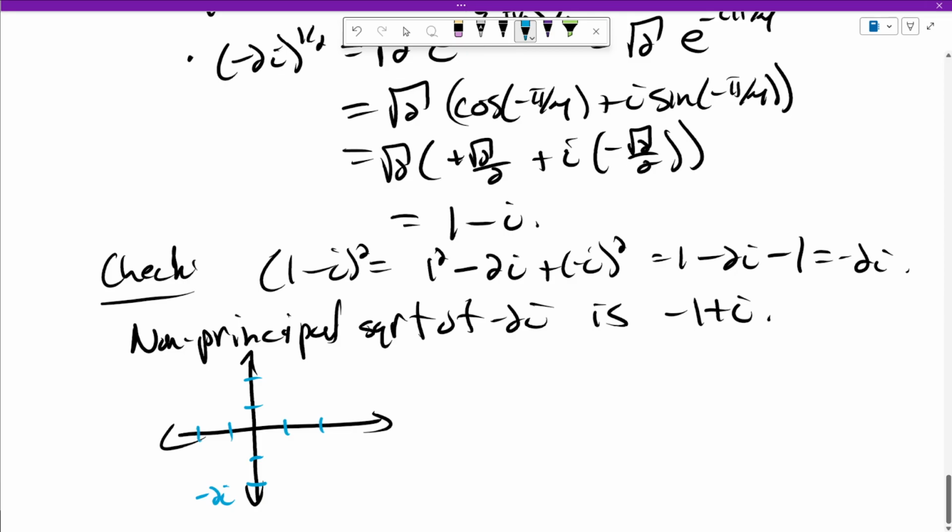The principal one is 1 minus i. Here's our principal one. And then the other one is negative 1 plus i. It is a square root, but it's the non-principal one. Great, so we've done that computation. Let's do one more for this example.